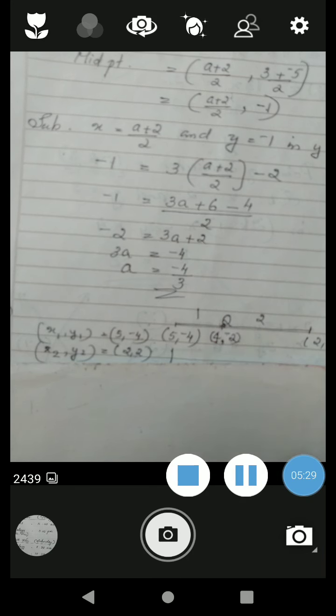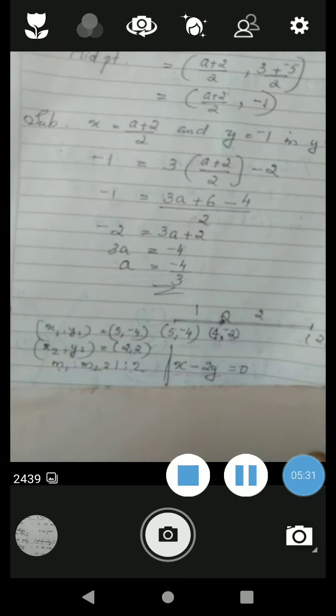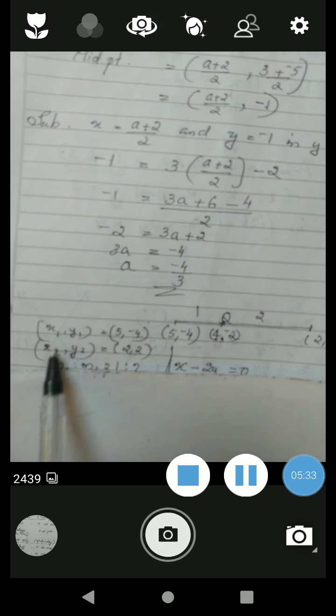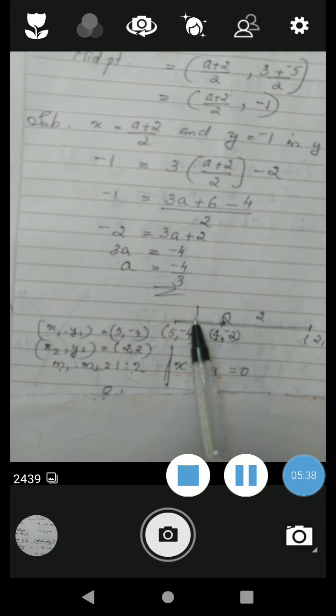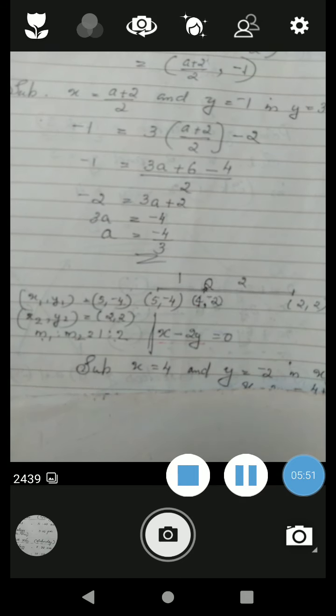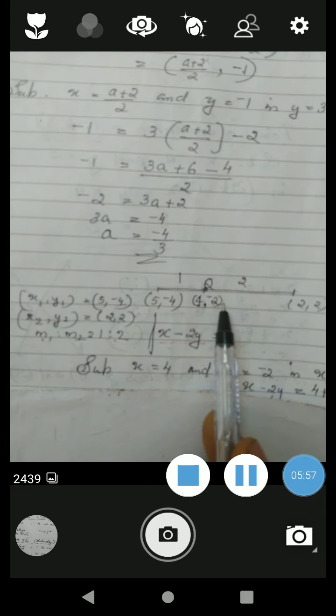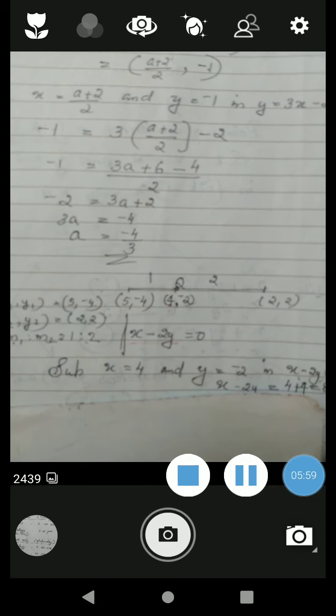Here we can apply that section formula. Because here x1, y1 is given, x2, y2 is given, ratio between these two 1:2. The point Q divides this line in the ratio 1:2. Using the section formula, we can find the point Q. That is, when you apply section formula, you will get Q = (4, -2). Then, as usual, you can do.